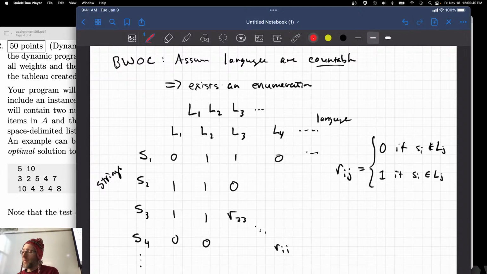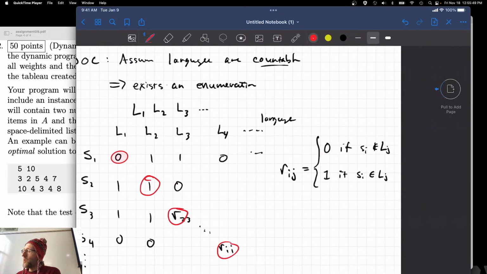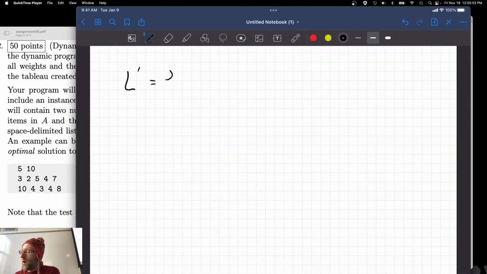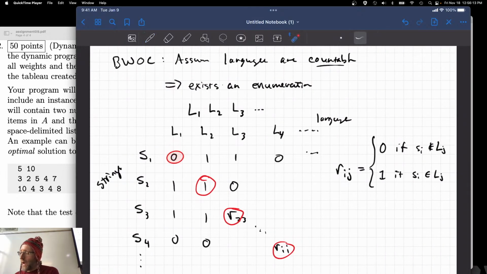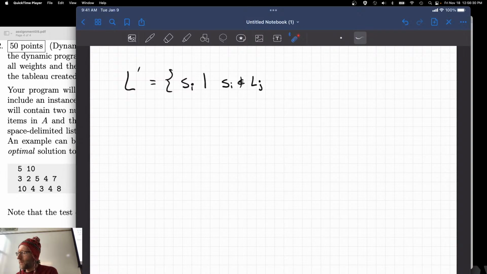Now what I'm going to do is diagonalize away from it. 1, 2, 3, dot dot dot, R sub i. And I'm going to create a brand new language, L prime. It's going to be all strings S sub i such that S sub i is not in L sub i. In other words, all I'm going to do is take this value here and flip it. So S1 is not in language 1, so I'm going to make it in that language. S2 is in L2, so I'm going to make it not in the language. Except that I don't want j, I want i, because I'm going along the diagonal.